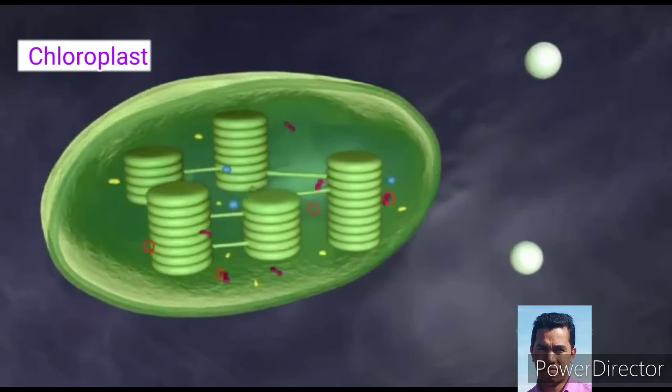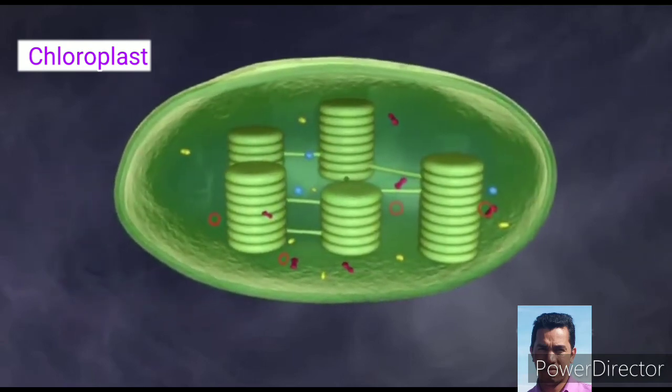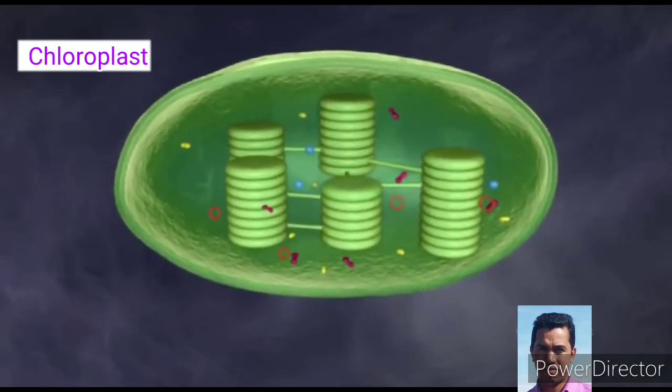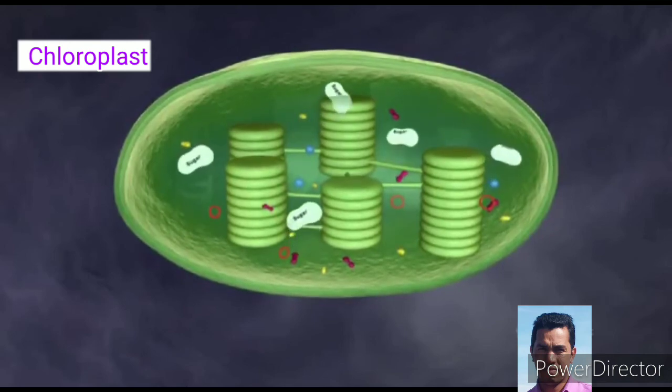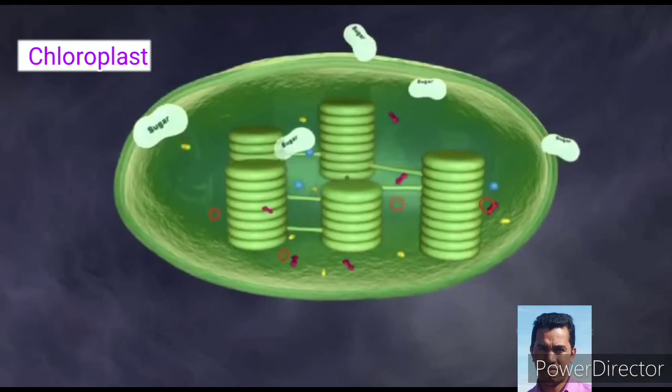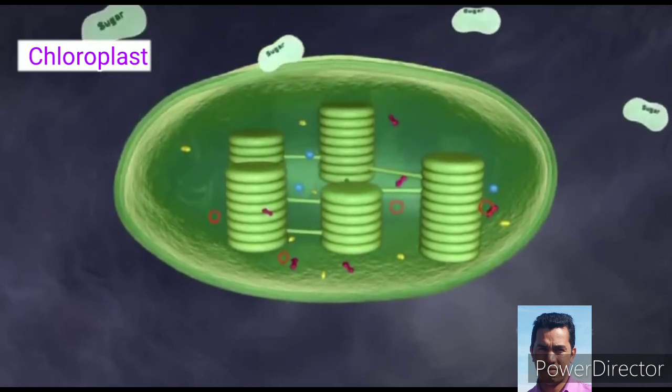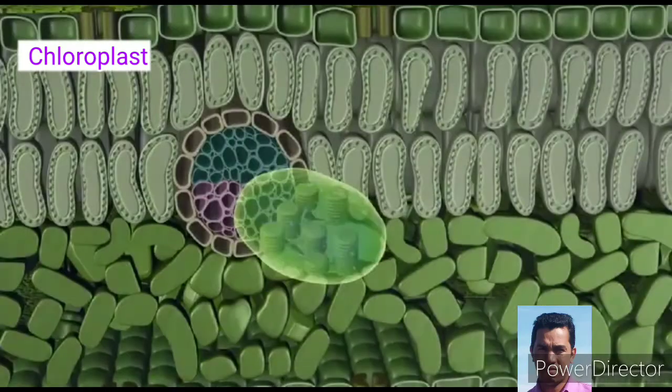The dark reaction occurs outside of the thylakoids in the stroma. In this reaction, sugar molecules and other organic molecules necessary for cell functioning and metabolism are produced.